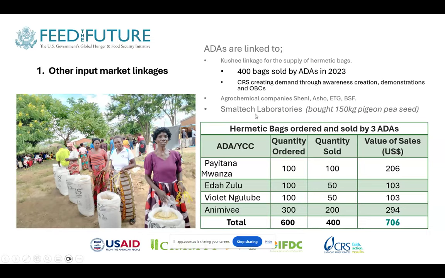Then Sotek Laboratories of Lusaka also bought 150 kgs of pigeon pea. This is a new company that came on board to buy seed produced by the ADAs. The table there just gives the details of how many hermetic storage bags were sold.